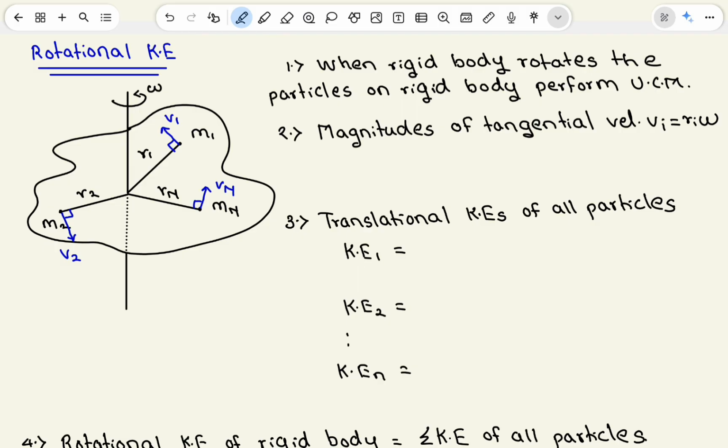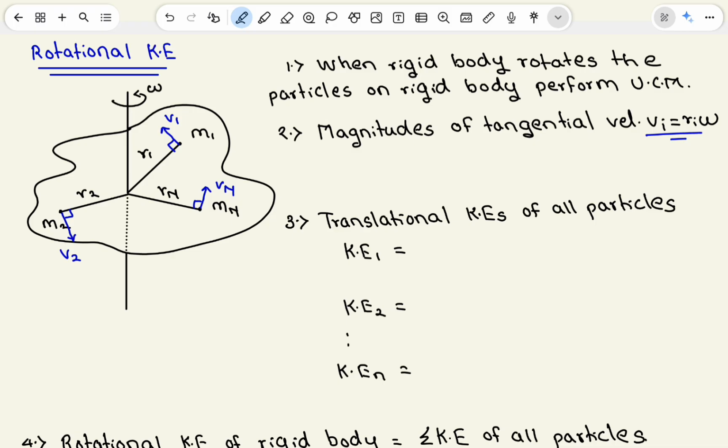So I'll repeat the point that when a rigid body rotates about an axis of rotation, all the particles on the rigid body perform circular motion. Now, since all the particles are performing circular motion, obviously they'll have some tangential velocities, and that tangential velocity can be found out by using the formula v is equal to r omega. So I've shown some particles on the left hand side of the rigid body, which is particle having mass m1, particle having mass m2, and so on up to particle having mass mn.